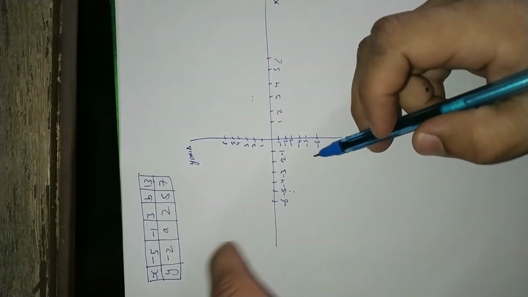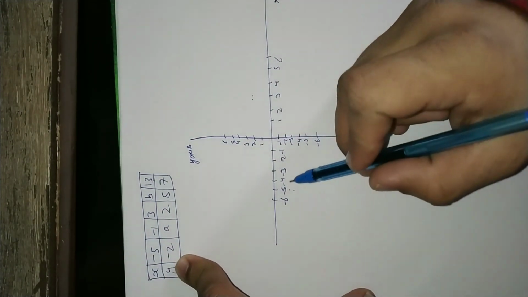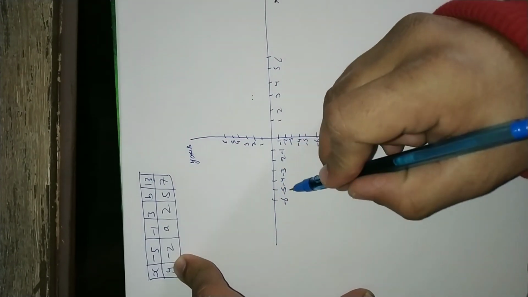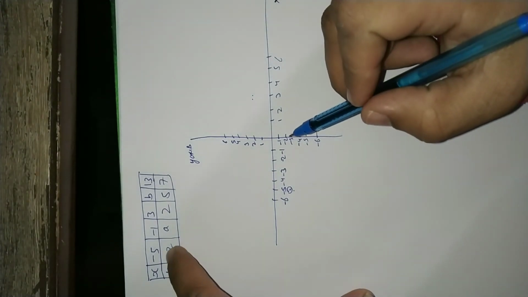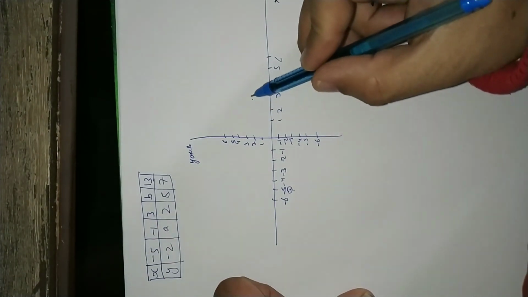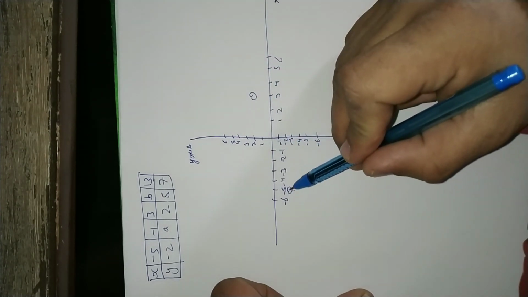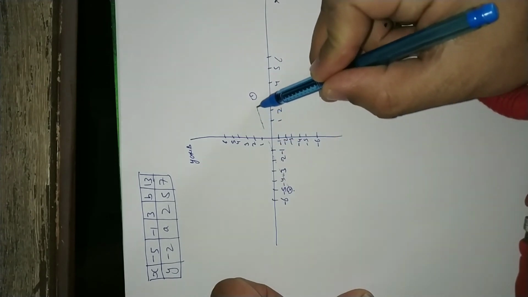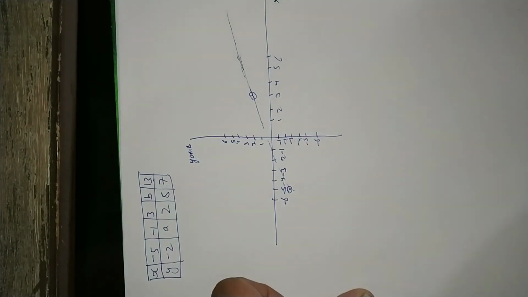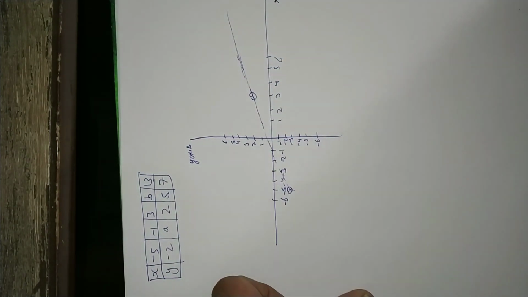The first point was -5 and -2. So x is -5, y is -2. So this will be your point. The next point is 3, 2. So x is 3 and y is 2. So this will be your point. When we join these 2 points, this line will go like this. And you have to use a proper graph, so there will be no problem.